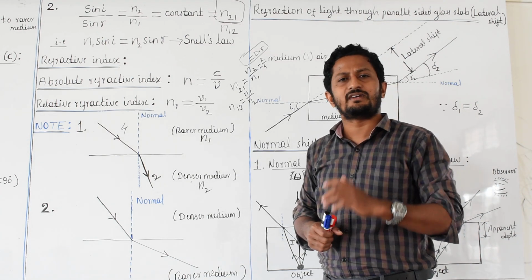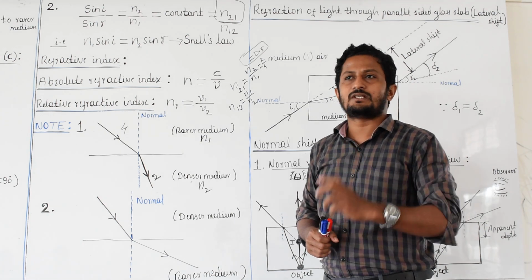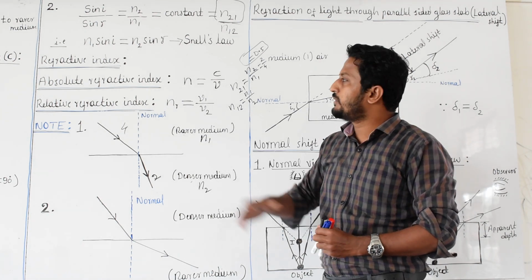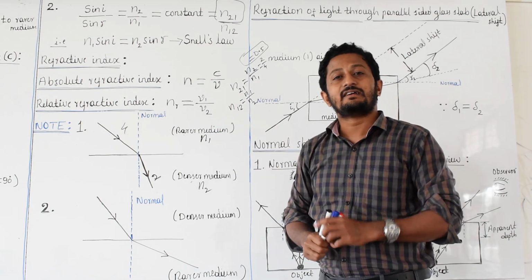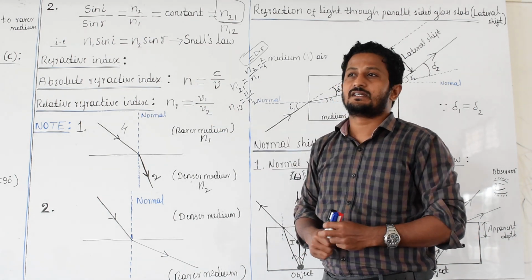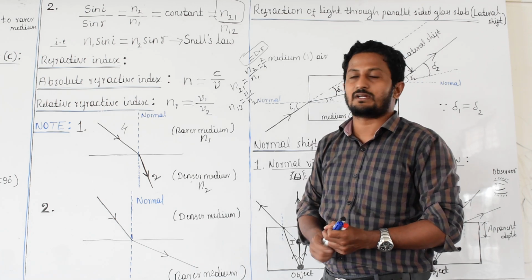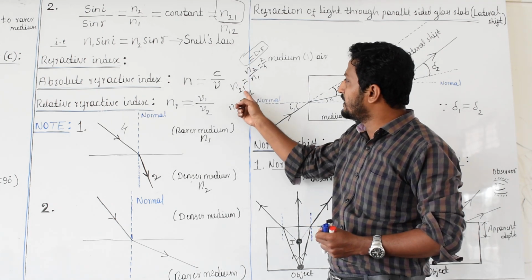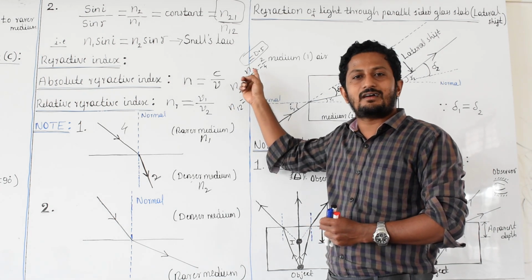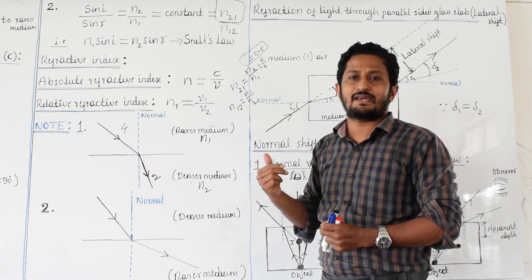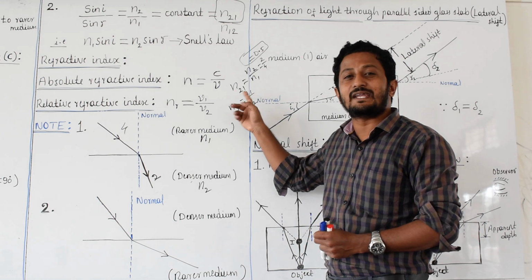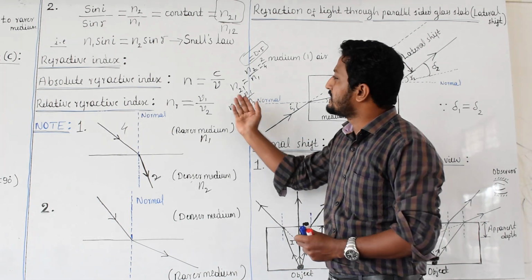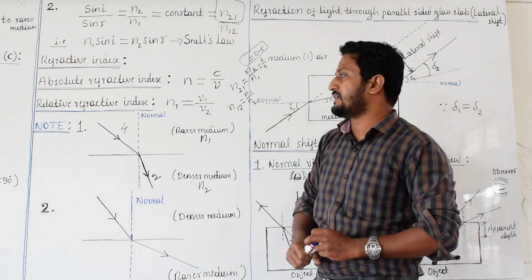Later we will be having numericals. While solving the numericals, we must know exactly what the refractive index means and how we have to use it. If it is n21, you can write it as n2 by n1. If it is n12, you can write it as n1 by n2. This is about refractive index.